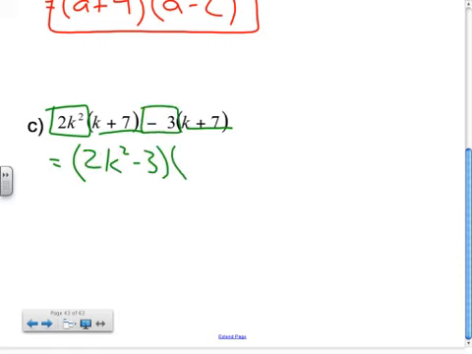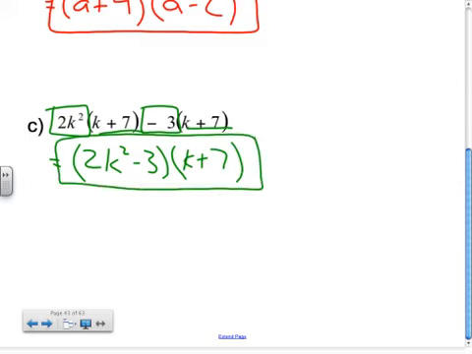And my second one is going to be the k plus 7. All right. And so that's what we're looking at there when we factor by grouping.